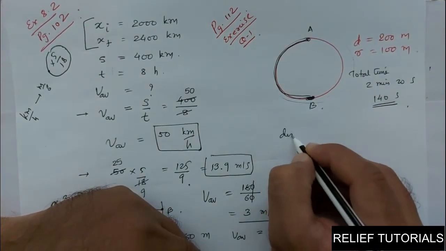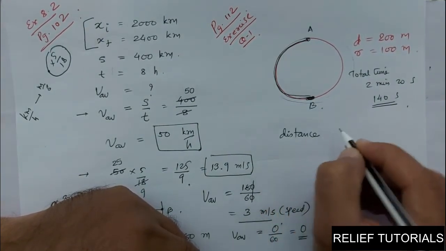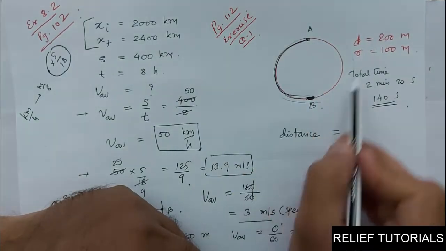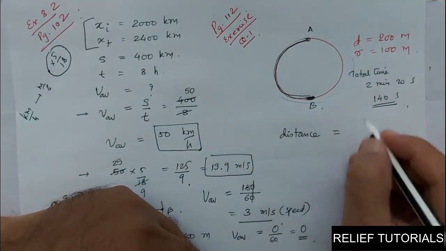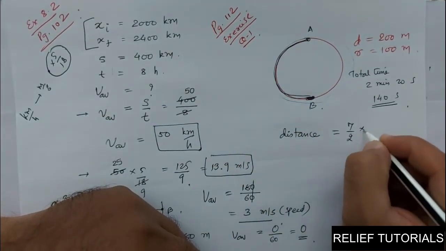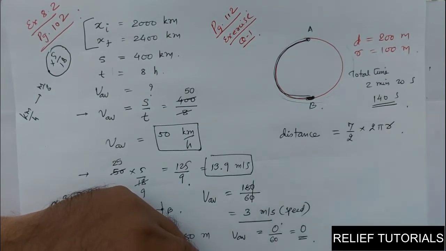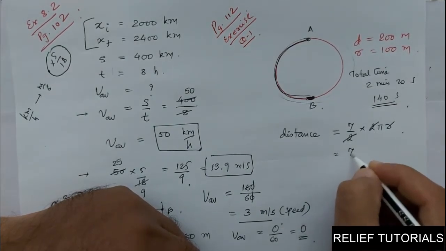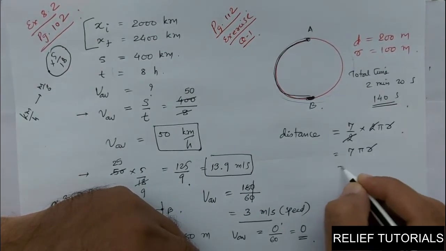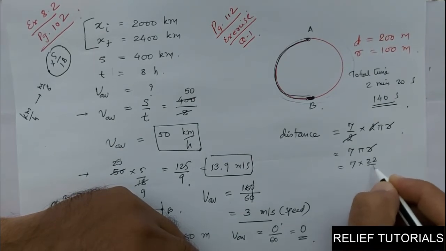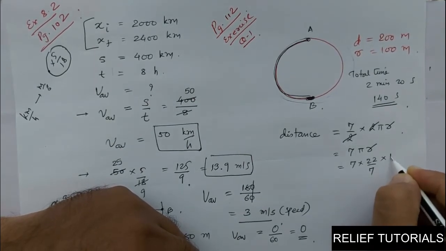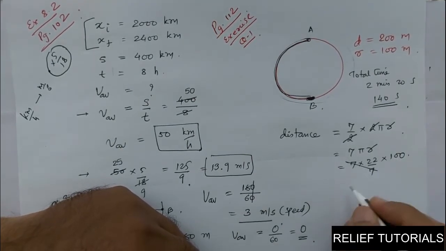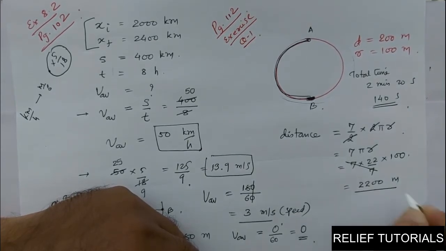Now the question is, what will be the distance and displacement covered? So distance means length of the path. He has covered 3 and a half circumference. So 3.5 means 7/2 circumference. So 2 will be cancelled. So total is 7 pi r, 7 into 22/7 into r. R is given as 100. 7 cancelled. So distance travelled is 2200 meter.